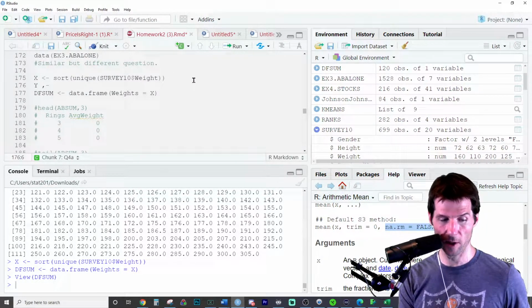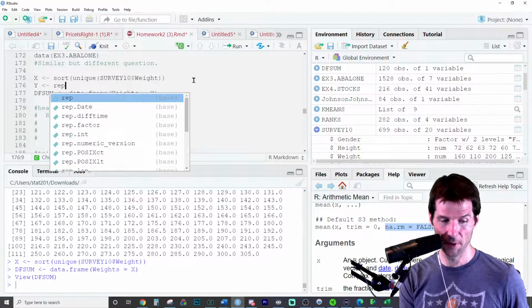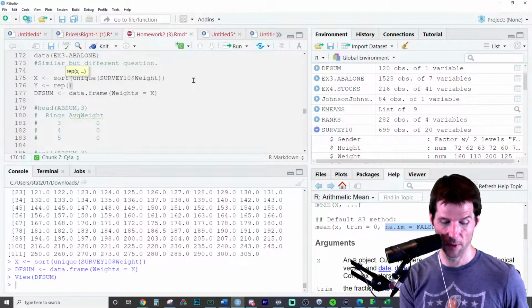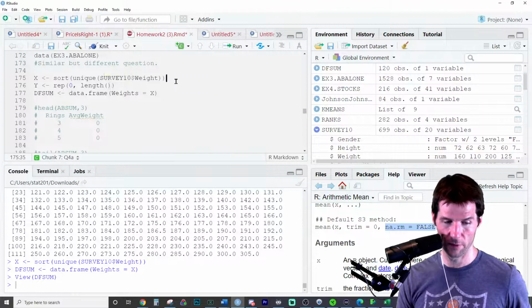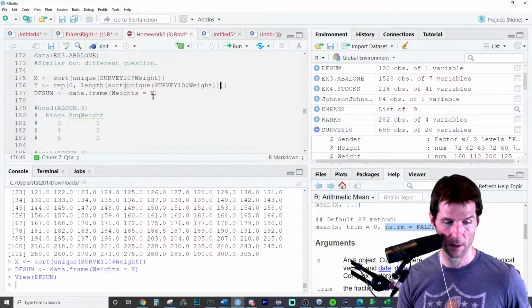I'm going to call this Y. It doesn't matter what we call it. I just like storing it out here. How about we go through rep, and let's go here, rep 0 for the length of this vector.